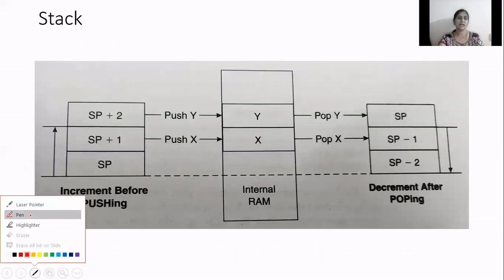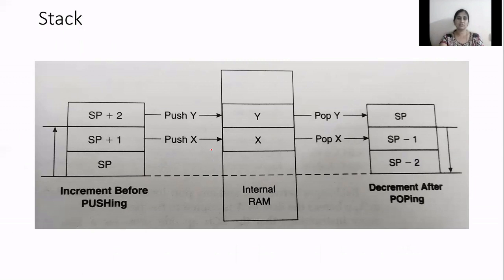If I have an internal RAM location, this is my internal RAM location. If I want to do a push operation, what is it that we are using? Increment before pushing. I have to increment before I go for pushing of my data onto the stack. That is, if my stack pointer is here, then I need to increment the stack pointer and then push the data. The data here is X, any random value that is being pushed onto the stack. This is the first push operation.